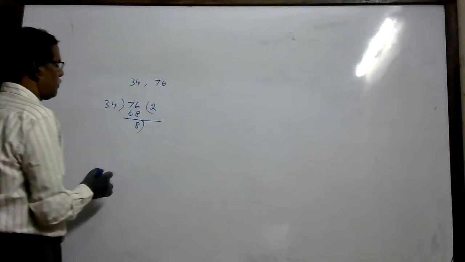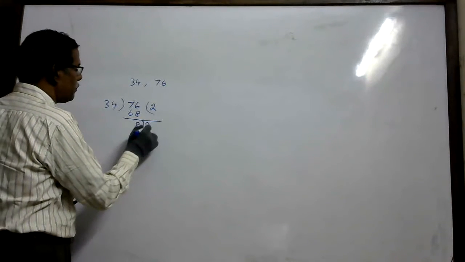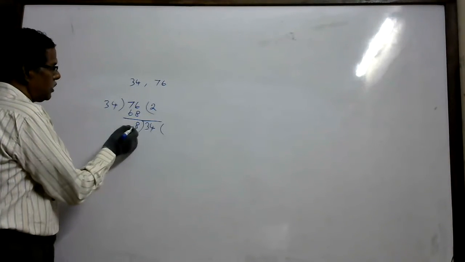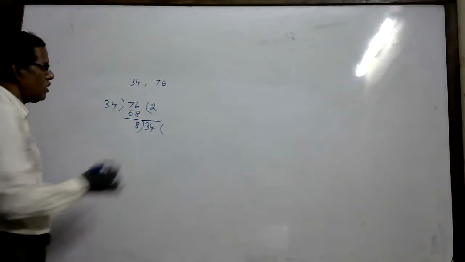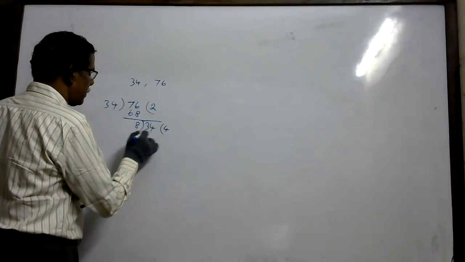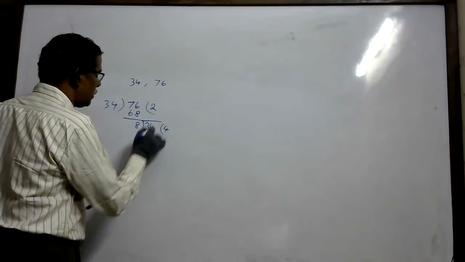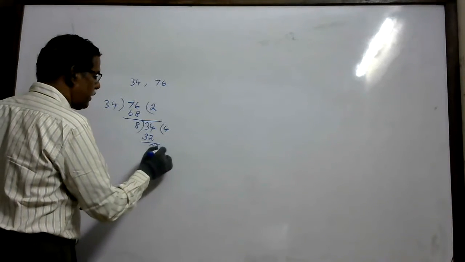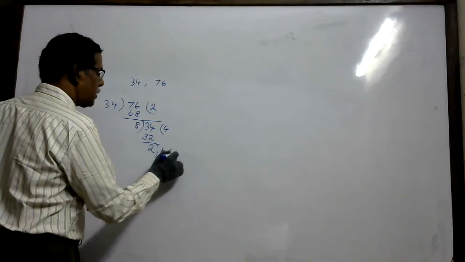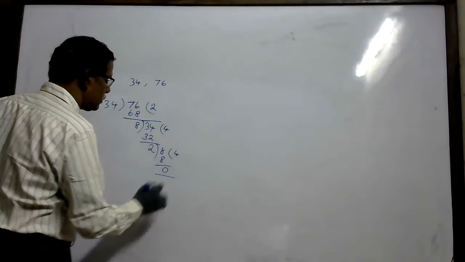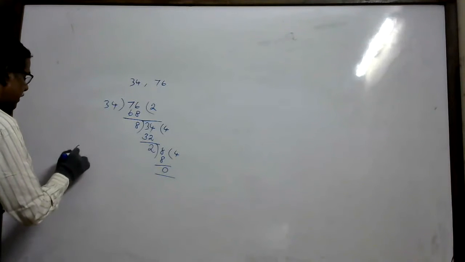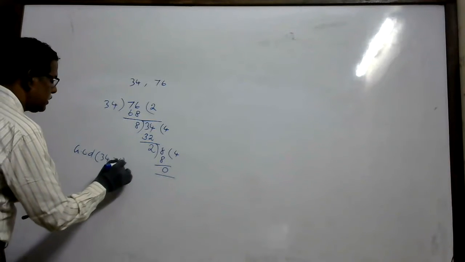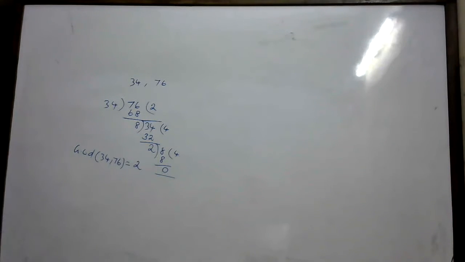Now, divide this 34 by 8. In 34, how many 8s? 4 eights are 32. Balance 2. Divide this 8 by 2. 4 times, 4 twos are 8. The remainder is 0. Therefore, the GCD of 34 and 76 is equal to 2.